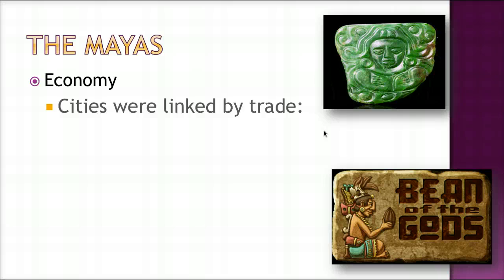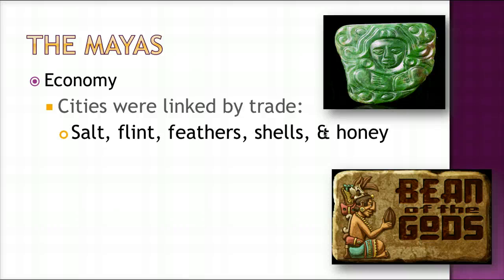As for their economy, their cities, which were city-states like I mentioned, were linked by trade. Some of the things that they traded were salt and flint, feathers, shells, and honey. Pretty easy things to find in this region, salt maybe being the exception to that rule. Salt is good for a lot of things. It's good for food, but it's also good for preservation of meat. Back then they wouldn't have had any type of refrigeration.